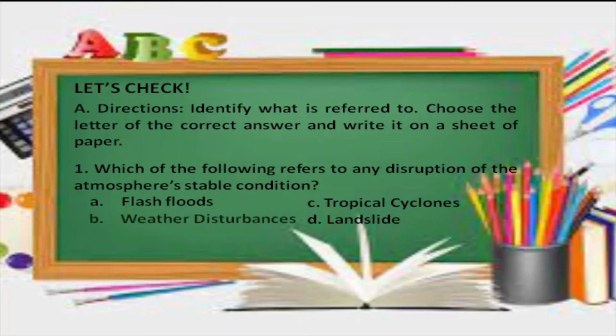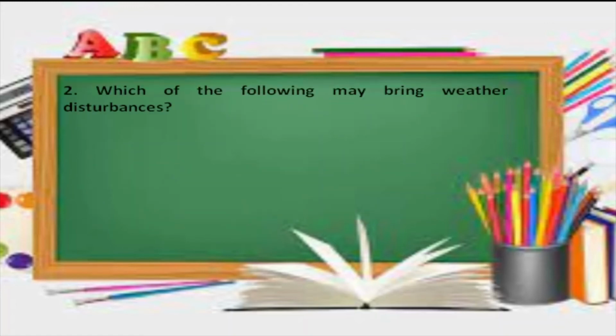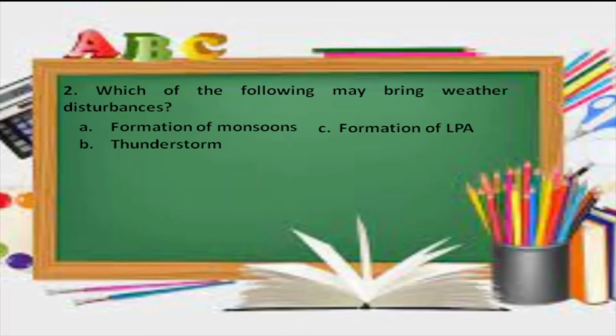The answer is weather disturbance. Item number 2. Which of the following may bring weather disturbances? A, formation of monsoons. B, thunderstorm. C, formation of LPA. Letter D, all of the above. The answer is all of the above.